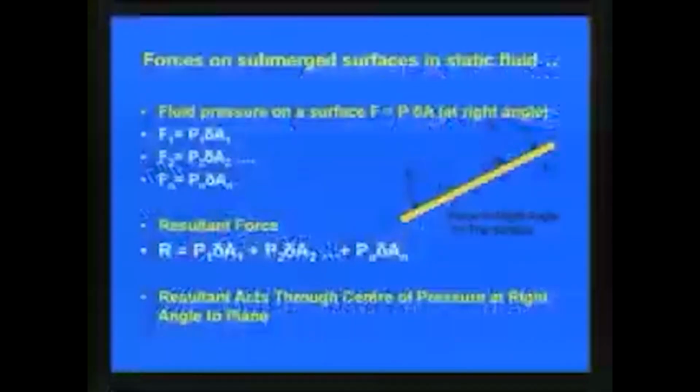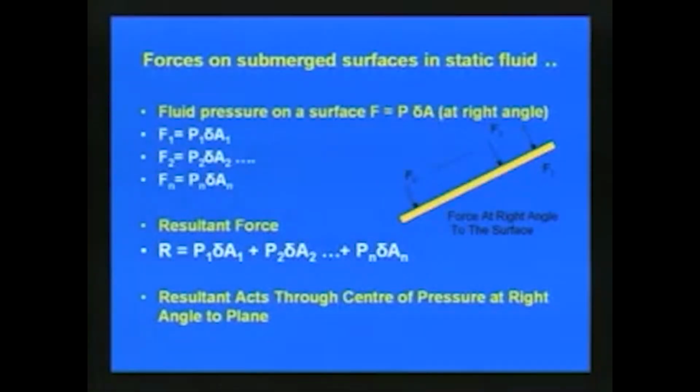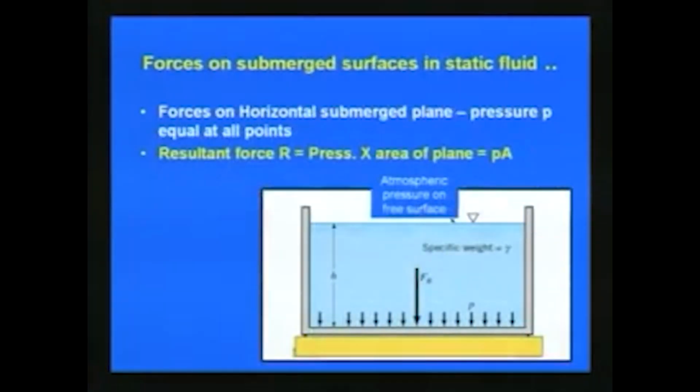Based on this, we have already seen the forces on a submerged surface in static fluid, and the resultant force is equal to P1 into delta A1 plus P2 into delta A2, as shown in this figure. This we have already discussed in the last lecture. We also saw that the resultant force on a submerged plane is equal to pressure into area of the plane, that is, P into A, as shown in this slide.